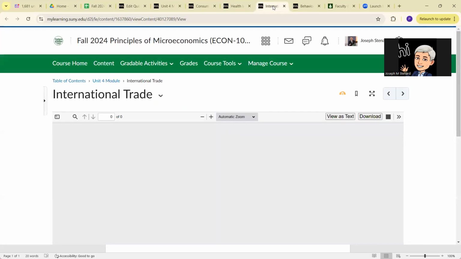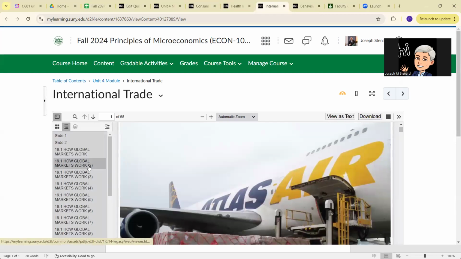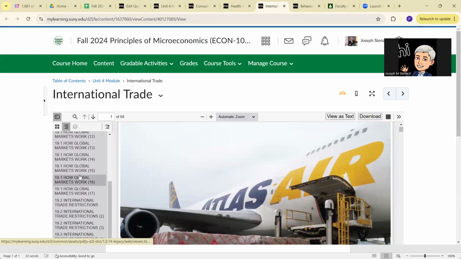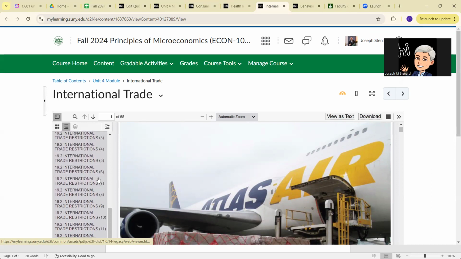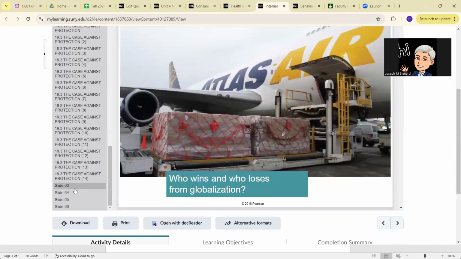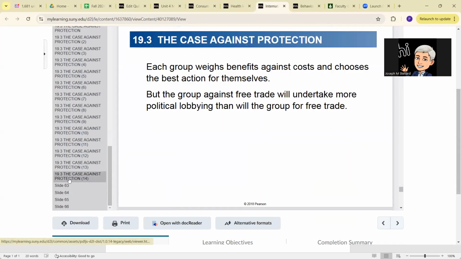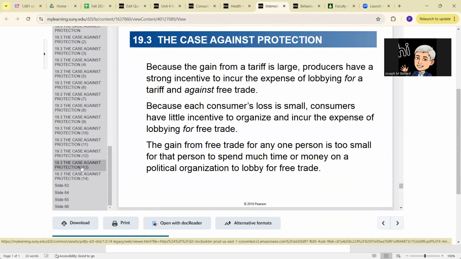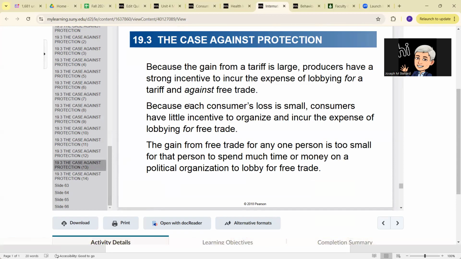The third of four chapters is international trade. And let's do the same thing with this one as well. What you're doing is you're not learning facts exactly. What you're learning in this course is how to think about different problems, different situations. So, here's a case against protection.